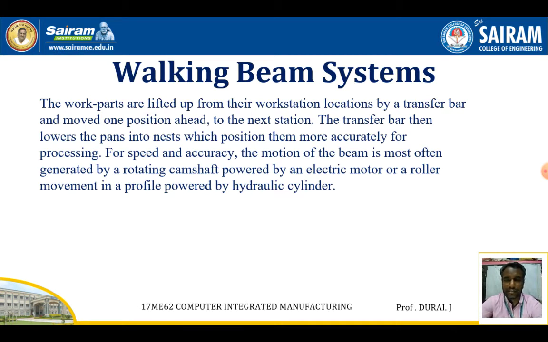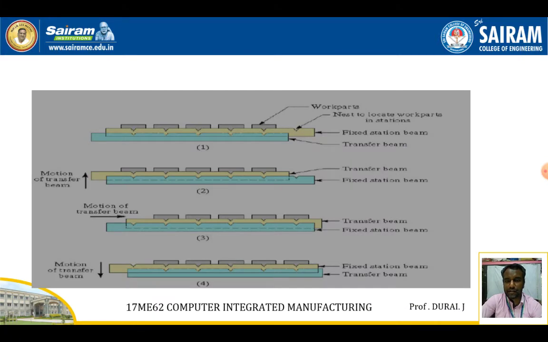In the linear mechanism, first we are going to discuss the walking beam mechanism system. This is the familiar one. This comes as an example of the intermittent transfer methods. Okay, so in the walking beam mechanism, the diagram is shown in this figure. Here there are two beams. One is the transfer beam, another one is the fixed beam. Above the fixed beam the work parts have to be placed.